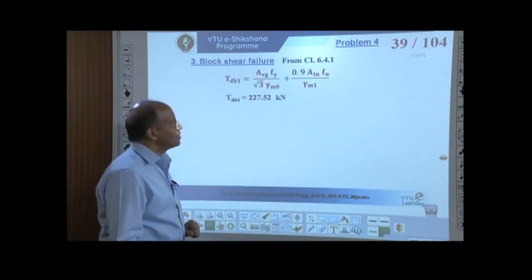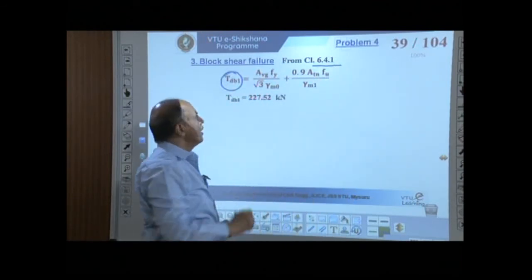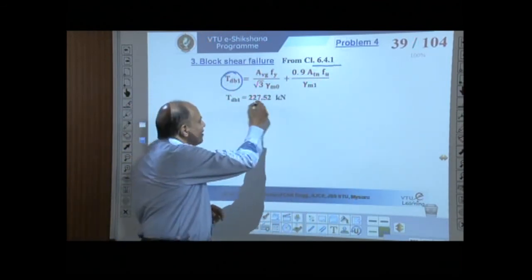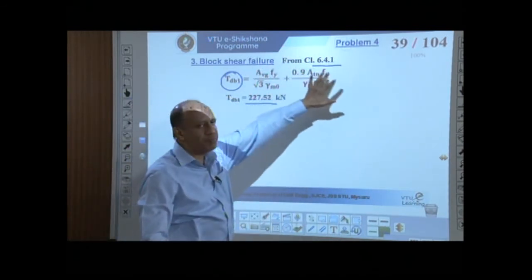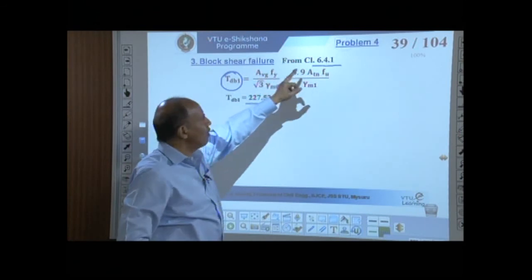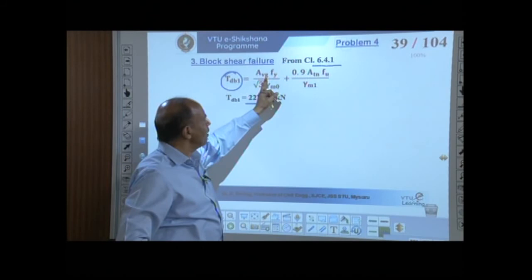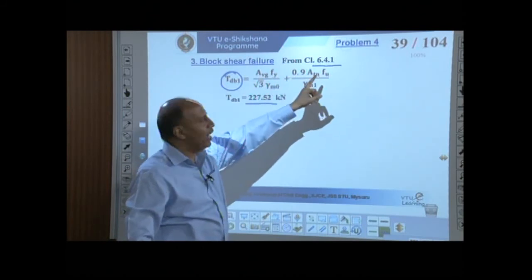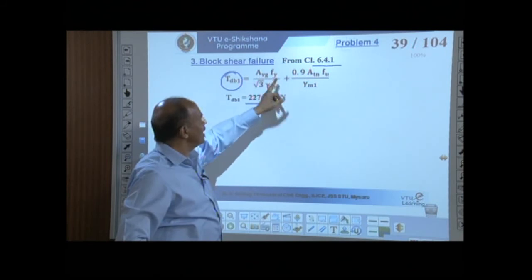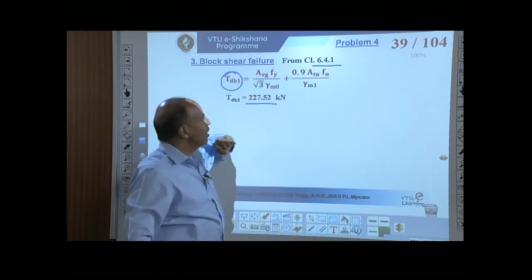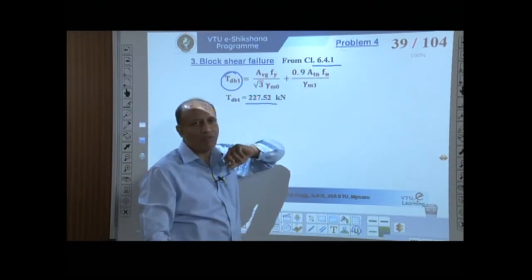from clause 6.4.1. Coming to the first expression, the critical value is 227.52. As you can see here, we have two terms, one for the shear plane and one for the tension plane. In this case, we take the gross area for the tension plane and the net area for the shear plane. Understand that whenever we talk about gross, we always talk about the yield and the corresponding value of PSF. When we talk about net, we always take the ultimate and the appropriate value of PSF.